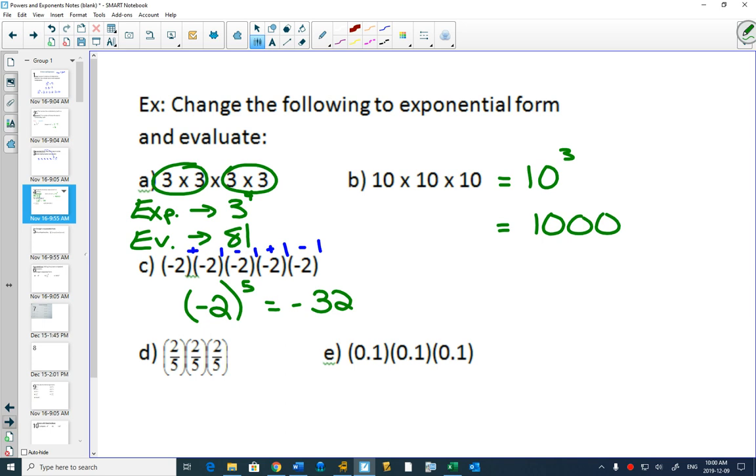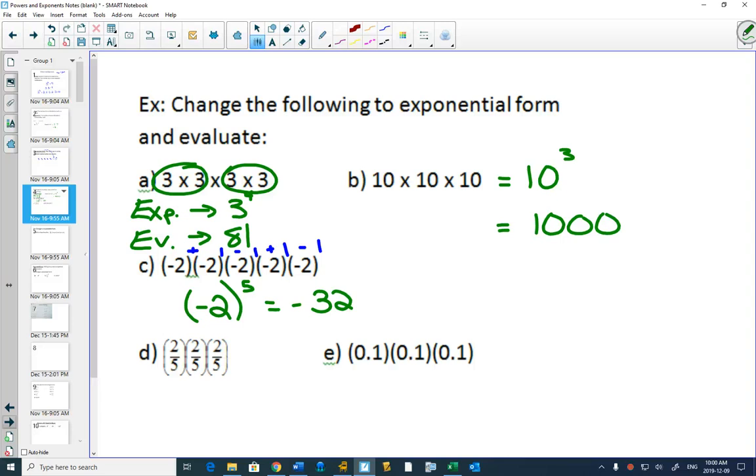Now, a shortcut that sometimes people use for positives and negatives, when you get a bunch of them together, and see if this makes sense, if you have an even number, like two negatives, or 4 negatives, or 6 negatives, an even number will always work out to be positive. An odd number of negatives will always work out to be negative. So if you have 3 negatives, negative 2 times negative 2 times negative 2, your answer will be negative. Here we have 5 negatives. Your answer is going to be negative.